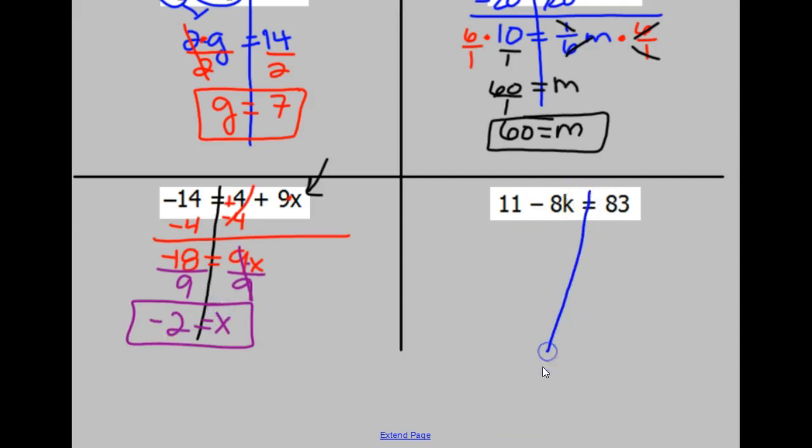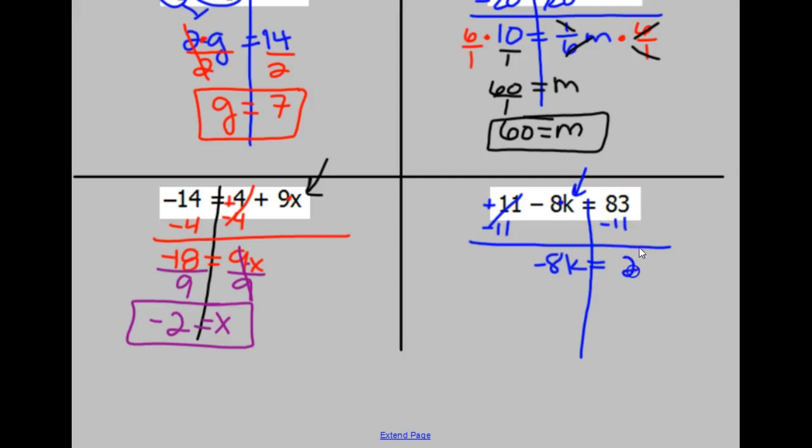Last one like this. Ooh, that was not straight. Let's try that again. That's a little better. We want k all by itself. Get rid of just the addition or subtraction first, the number that's all by itself. This is all by itself. This is multiplied. Can't do that yet. So the opposite of adding 11 is subtracting 11. So we have negative 8k. And 3 minus 1 is 2. 8 minus 1 is 7. So 72.